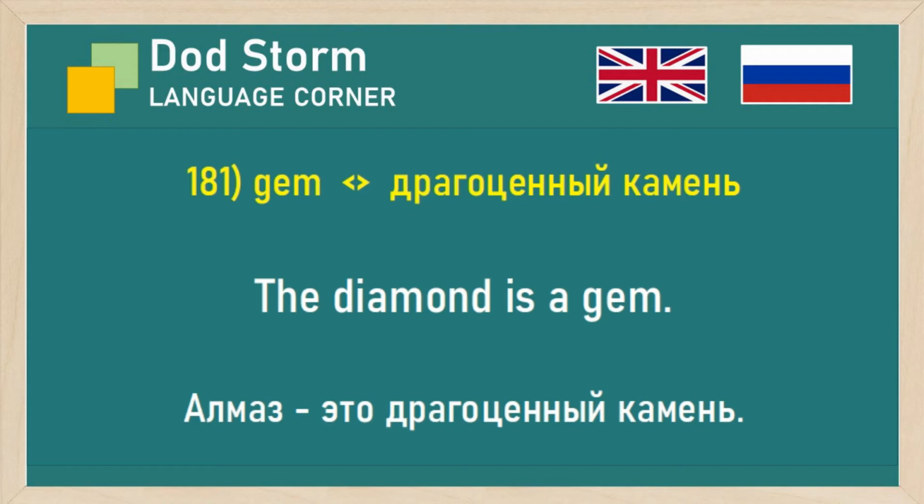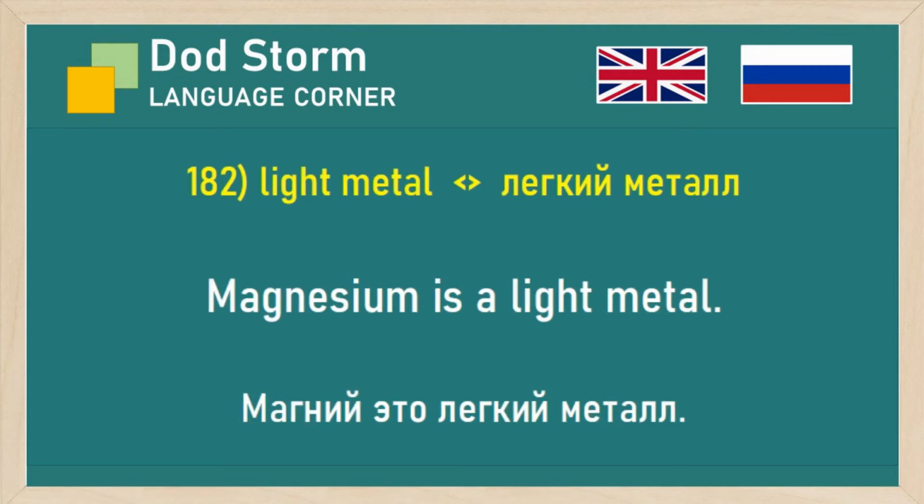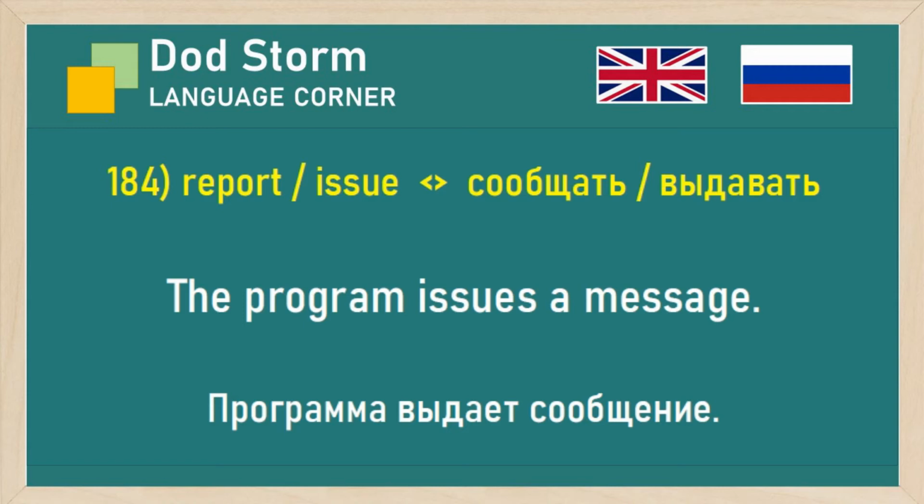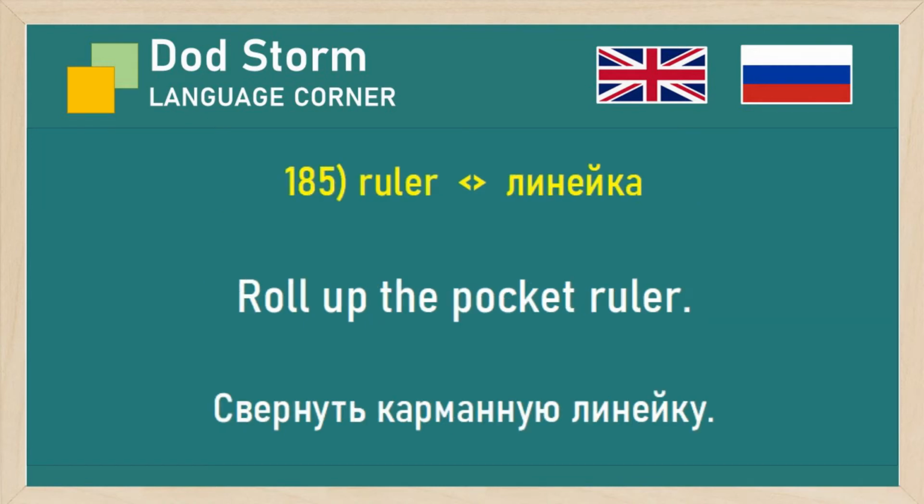The diamond is a gem. Magnesium is a light metal. This power line is broken. The program issues a message. Roll up the pocket ruler.